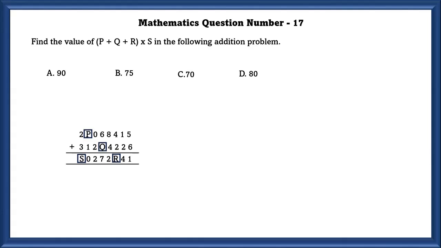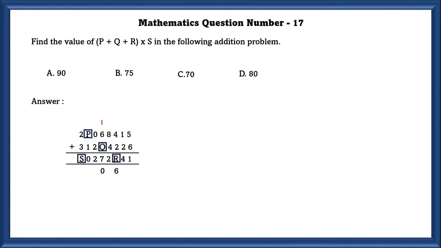First, we need to find the value of P, Q, R and S. If you add 5 and 6, we'll get 11. Carrying 1, we'll get 2 plus 1 plus 1, that is 4. 4 plus 2 is equal to 6. So R is equal to 6. 8 plus 4 is equal to 12. And 2 here, carry forwarding 1. We can see that 0 is the answer as Q.